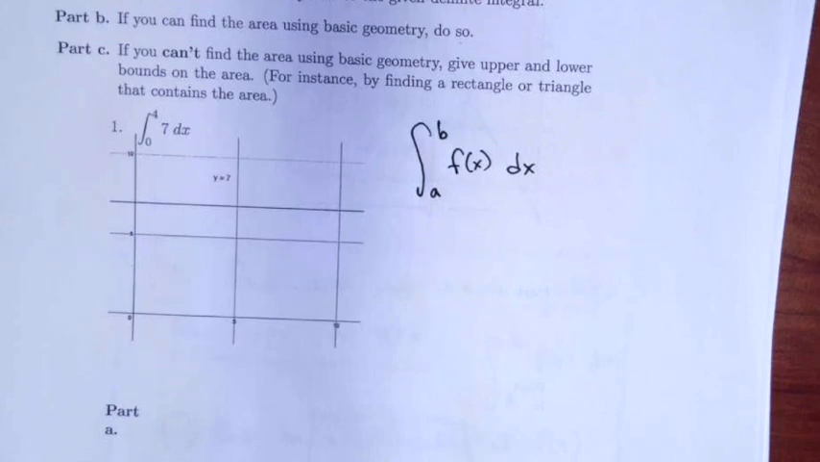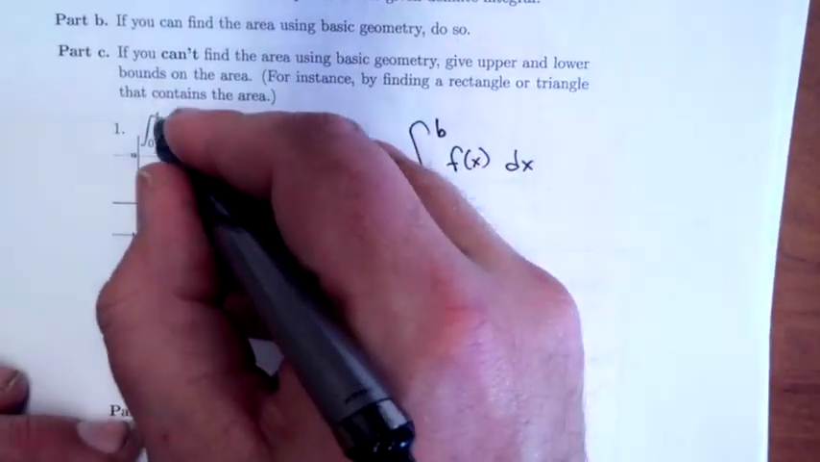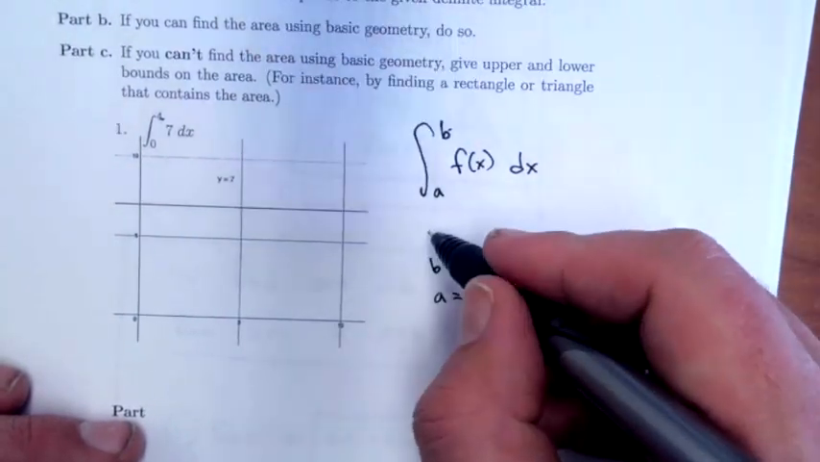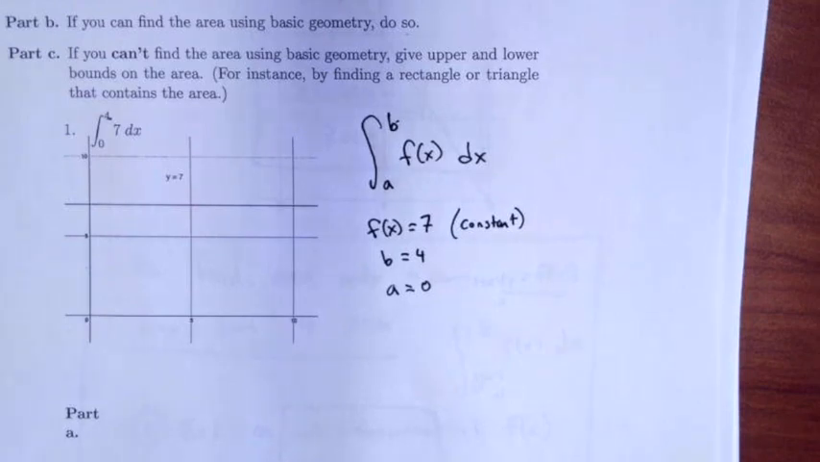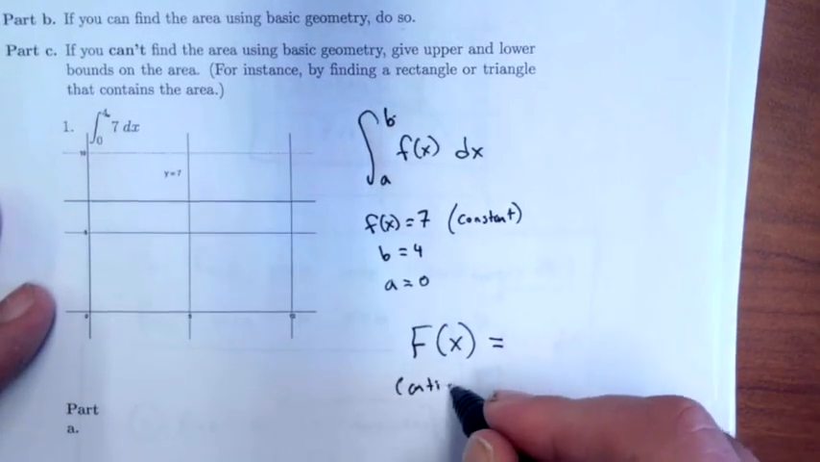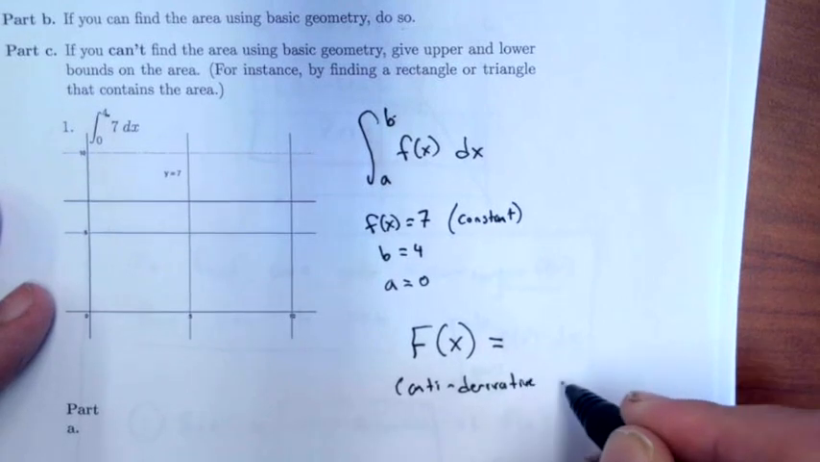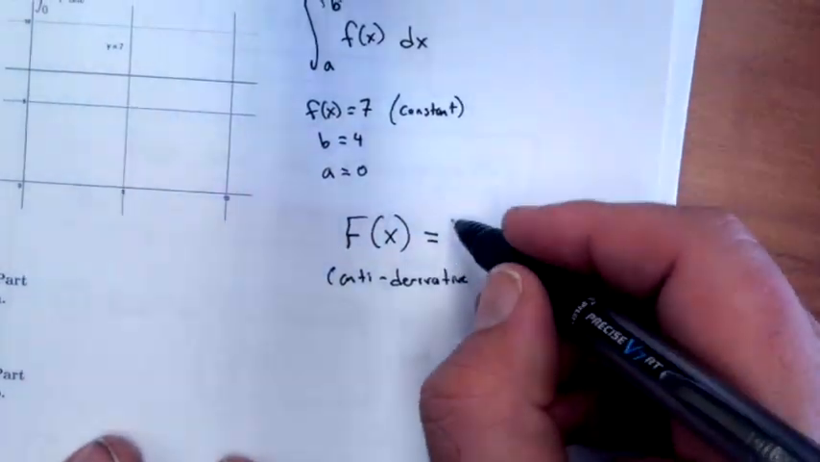We can say that a is equal to 0, b is equal to 4, because they both go in the same place in the symbols. And we can say that our f of x is the constant function 7. Now we need our big F of x, which will be the antiderivative of our little f of x. So in this case, we need the antiderivative of the constant function 7. And you told me that one that would work was 7x.